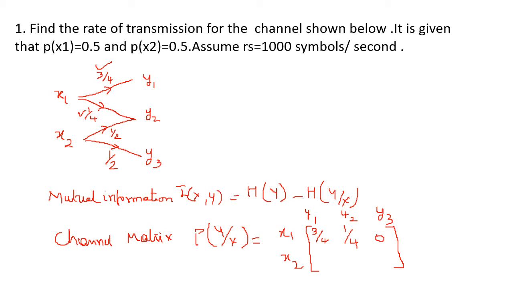Similarly, for y1 by x2 you don't have any value, so it is equal to 0. P of y2 by x2 is nothing but this probability value here, which is half, so we'll write it as half. Then P of y3 by x2 is this particular value, which is equal to half. So this forms the channel matrix for the given channel diagram.